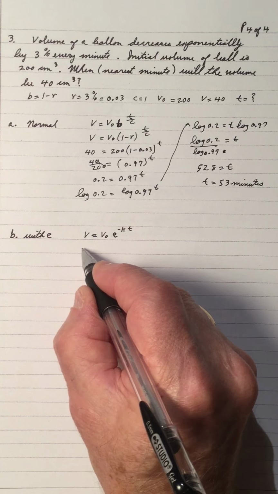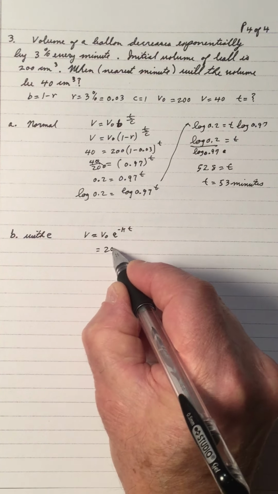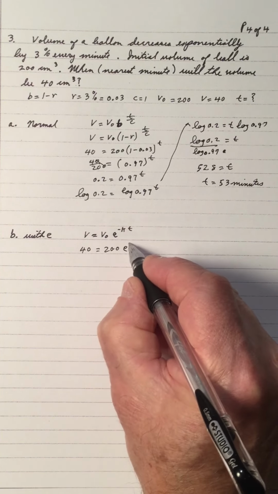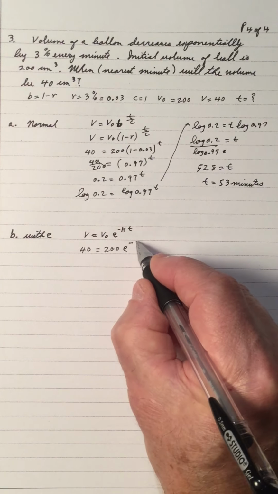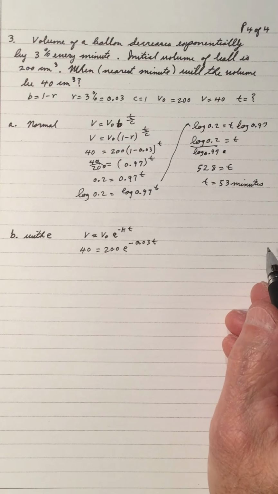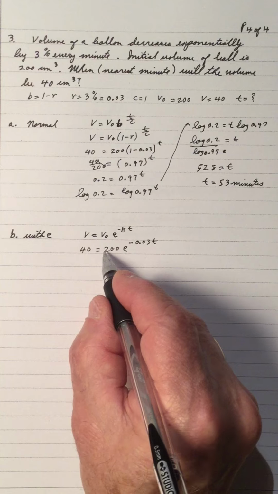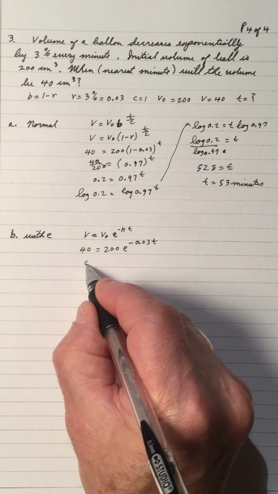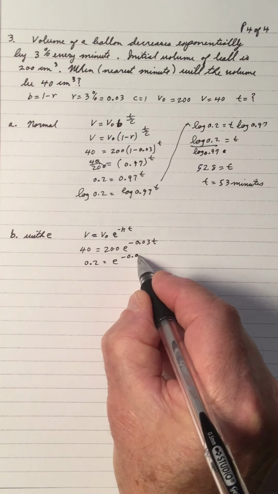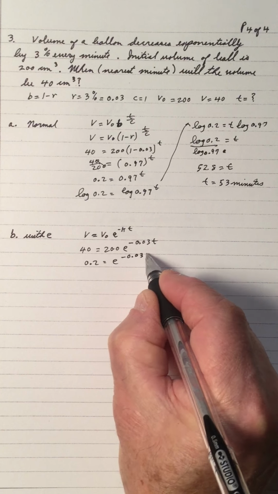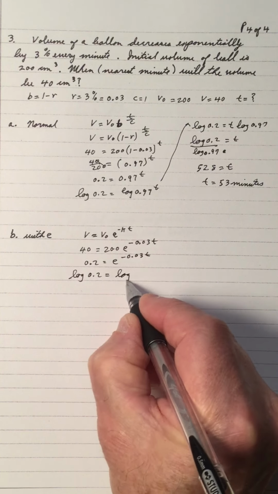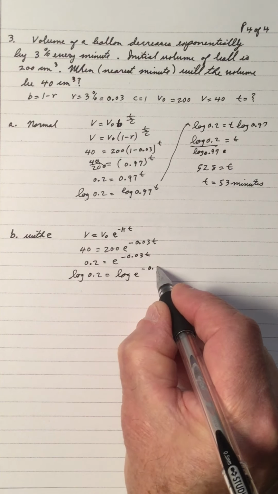So it's starting off at 200, deflating down to 40, e, and that's negative. So the rate is 0.03 times t, which is what we're looking for. Again, we divide this out and 40 divided by 200 is 0.2, and we have e to the negative 0.03 t. We do the log of each side. We practiced this before, doing the log of each side.